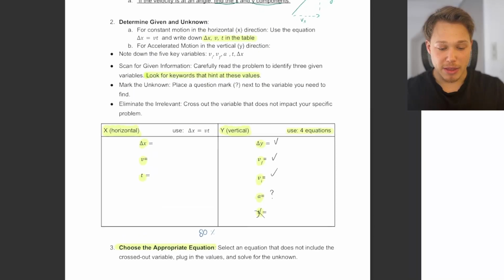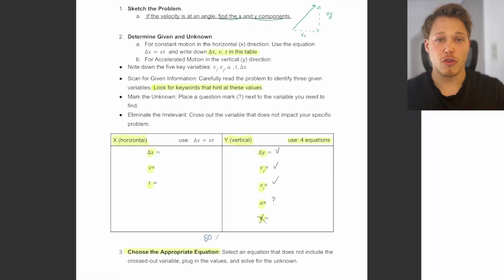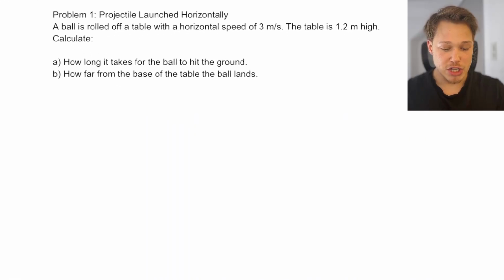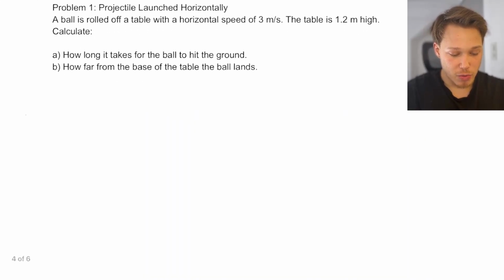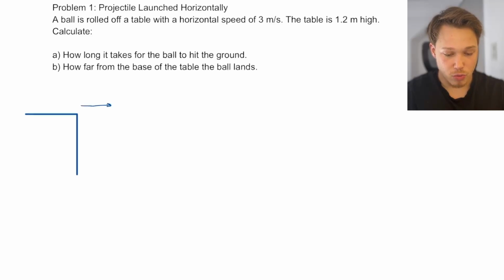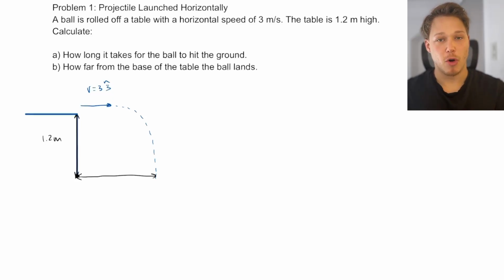Now that we know this method, let's apply it to our first practice problem on the next page. So, projectile launched horizontally. So we have a ball here. Firstly, I will sketch the problem. That is rolled off with a horizontal velocity of 3 meters per second. The table is 1.2 meters high. And we have to calculate how long it takes for the ball to hit the ground and how far from the base of the table the ball lands.